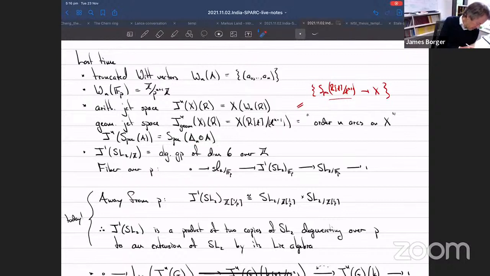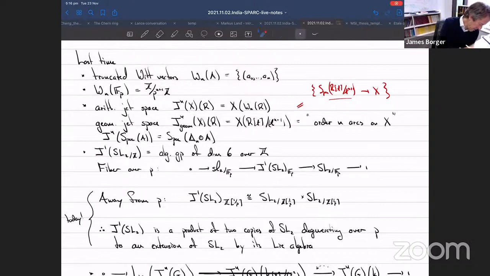And then last time we computed explicitly in coordinates the first jet space of SL2 over the integers, the group scheme SL2 over the integers. This is an algebraic group of dimension 6, because SL2 has dimension 3 and J1 adds 1 level, so 3 more dimensions. And in fact, it's smooth. It's a general fact, quite easy to prove, that if you take an arithmetic jet space of something that's smooth, the result will be smooth.